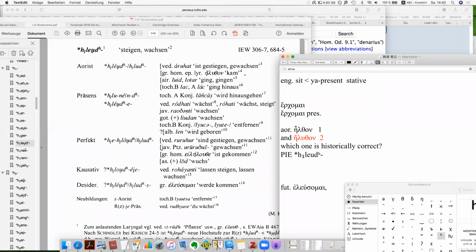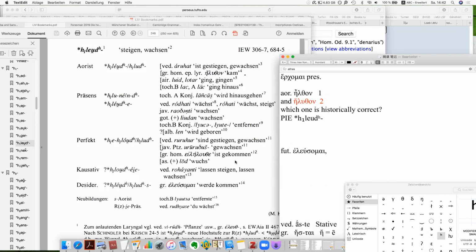Okay, so this is the root, and check it. This root is called steigen, wachsen. So it means something like to ascend or to grow, or roughly to ascend, to land. So this is steigen, yeah.